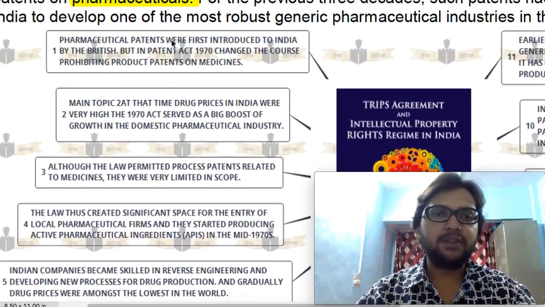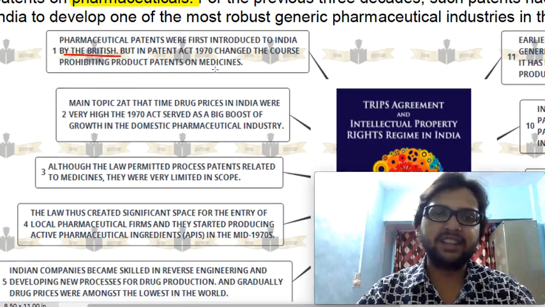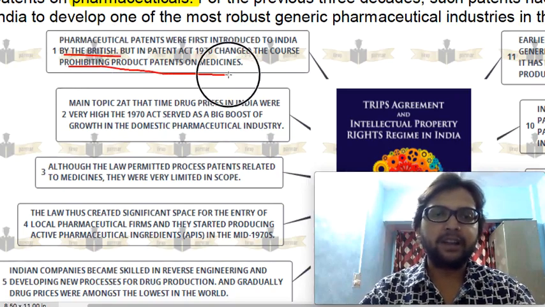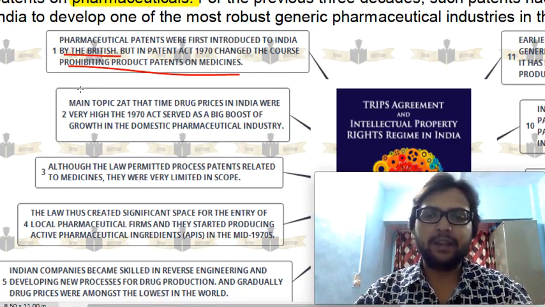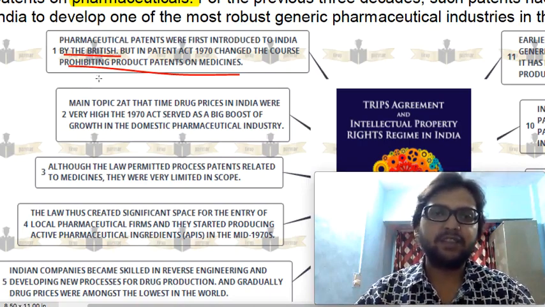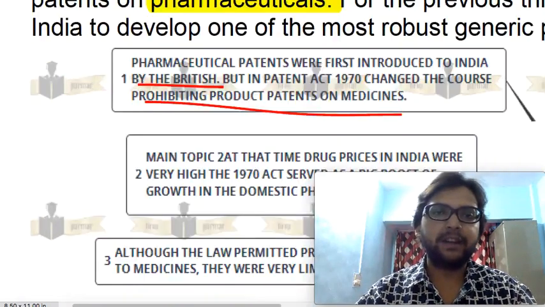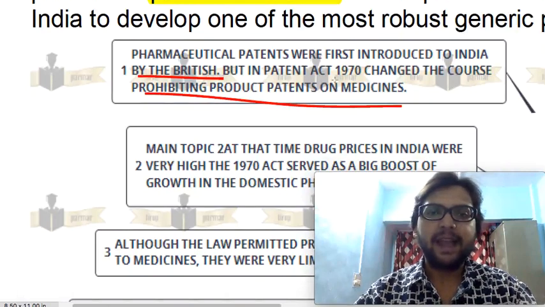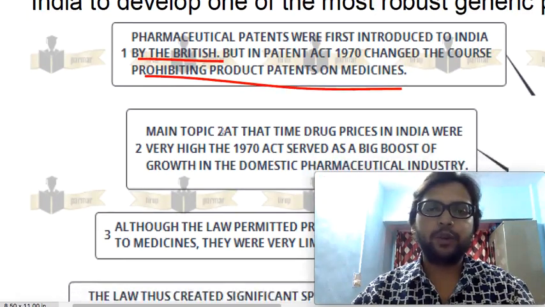First, pharmaceutical companies were first introduced in India by the British. This is a very basic point. But the Patent Act 1970 changed the course by prohibiting product patent on medicines. After we created the Patent Act in the year 1970, we changed the terms and conditions, where we only provide patent to some specific parties, and on medicines we are not going to provide patent at all.